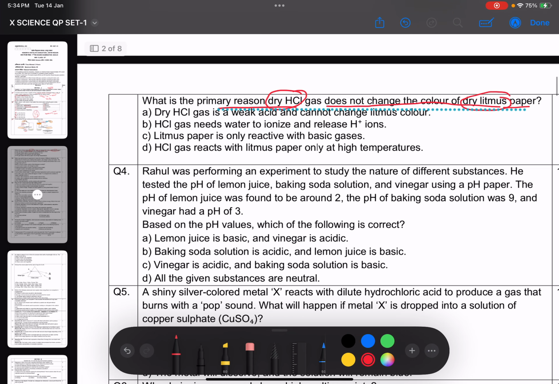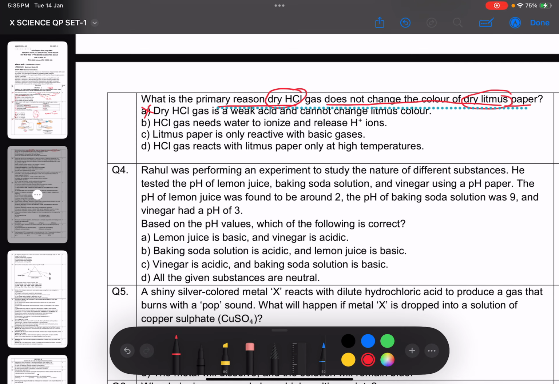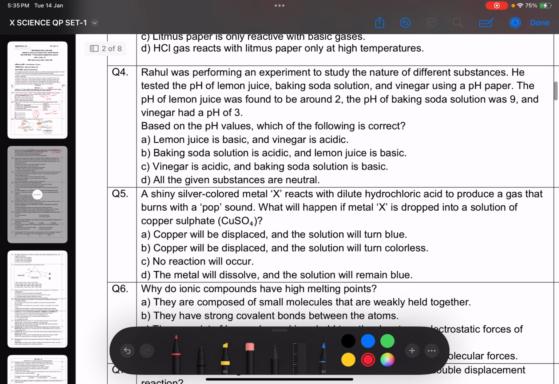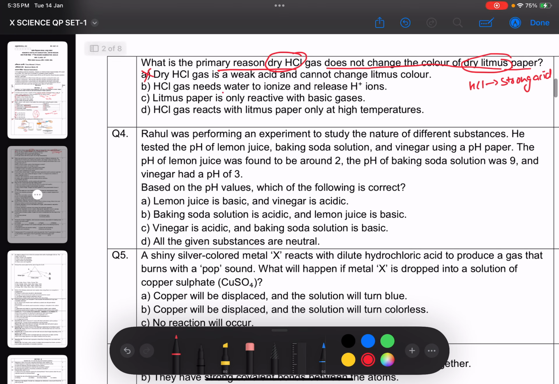So we have the option: dry HCl gas is a weak acid and cannot change litmus color. This option is absolutely wrong, because HCl is from the strong acid group. So this option is not correct. The second option is HCl gas needs water to ionize and release H plus ion. This option is absolutely correct, because we know that HCl is an acid only in the aqueous medium, so it will release H plus ions and chloride ions, and this H plus will change the color of the litmus paper from blue to red.